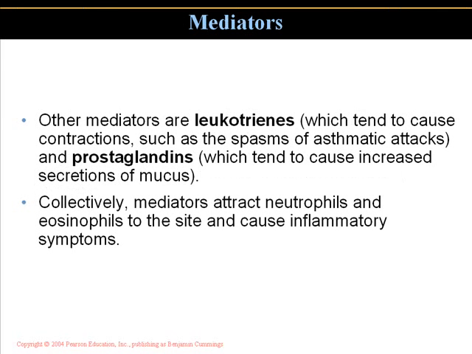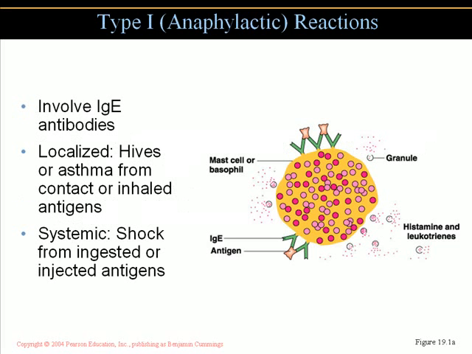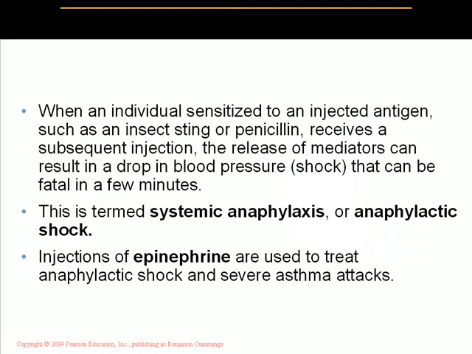Other mediators known as leukotrienes tend to cause contractions such as spasms in asthmatic attacks, and prostaglandins tend to cause increased secretion of mucus. Collectively, mediators attract neutrophils and eosinophils to the site and cause inflammatory symptoms. Again, a review of type 1 anaphylactic reaction. It involves IgE antibodies, and can be localized, such as hives or asthma from contact with inhaled antigens, or it can be a systemic response, in which the individual will suffer from shock from ingesting or being injected with particular antigens.